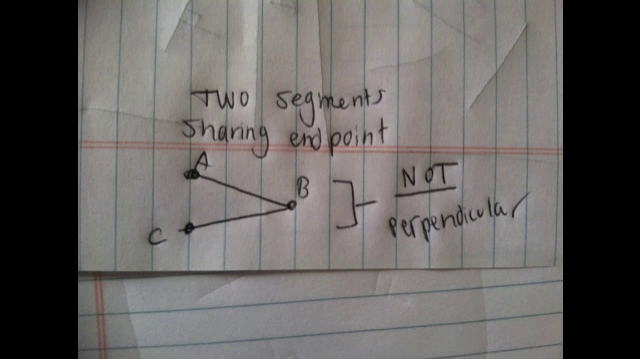And number five is false because the two segments, as I drew, both have the same endpoint B, but they are not perpendicular. They can be any angle. If they're perpendicular, they have to form a 90-degree right angle, and these do not. So that's not always true, it's false.